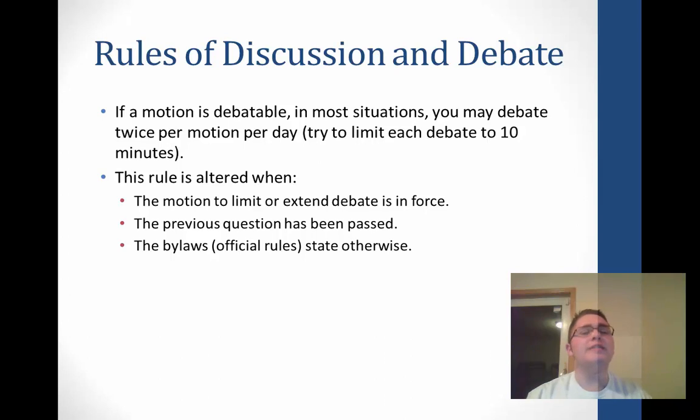If a motion is debatable, in most situations, you may debate twice per motion per day, but try to limit each debate to 10 minutes apiece. This rule can be altered when the motion to limit or extend debate is in force, the previous question has been passed, or the bylaws or official rules state otherwise.